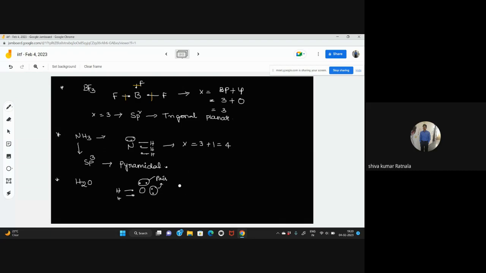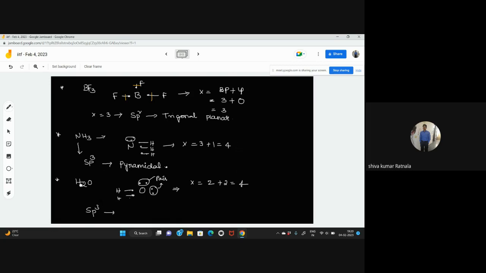From that, X equals bond pairs plus lone pairs. How many bond pairs? 2 bond pairs, involved in sigma bonds, plus 2 lone pairs. 2 plus 2 is 4. That means X equals 4, which means sp3 hybridization with 2 lone pairs, as we are having here.